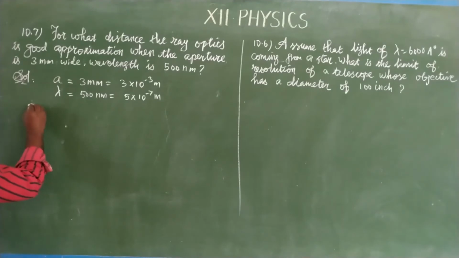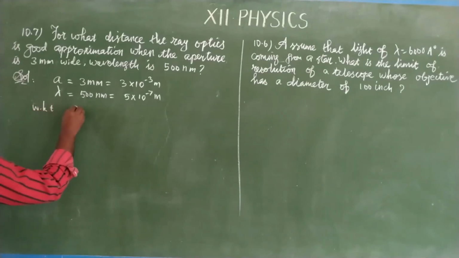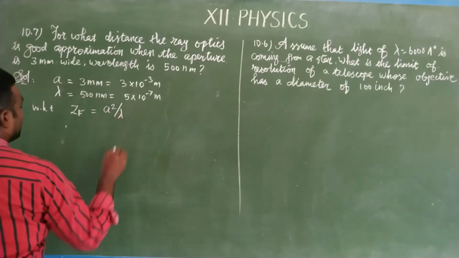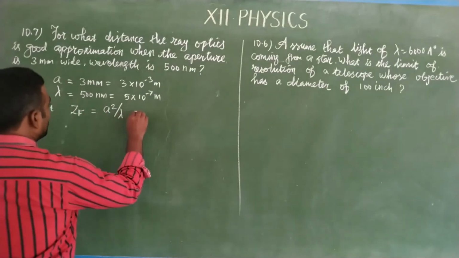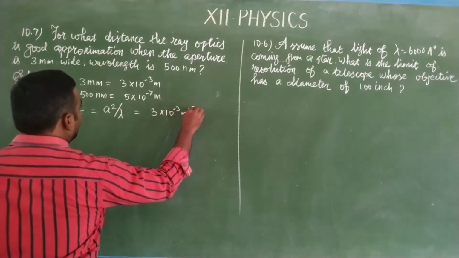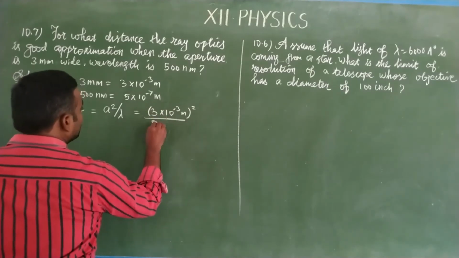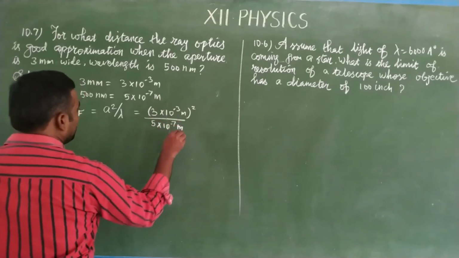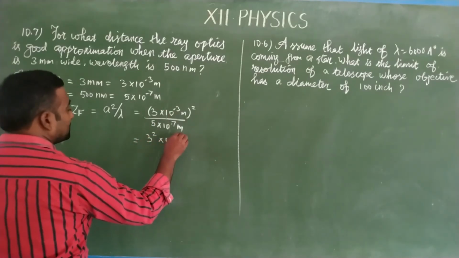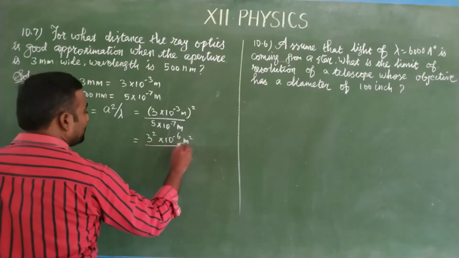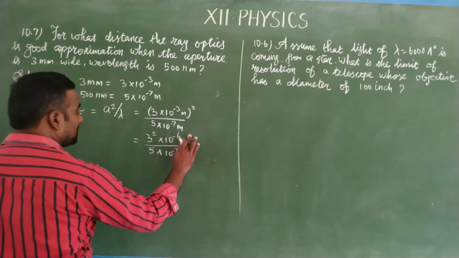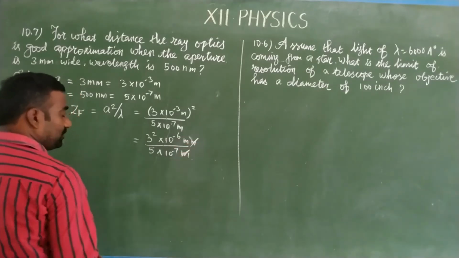So we know the Fresnel distance. What is the Fresnel distance? It is nothing but a square by lambda. Here a is the width, 3 millimeter, so 3 into 10 to the power minus 3 meter, the whole square, divided by the wavelength, 5 into 10 to the power minus 7 meter. Bring the square inside: 3 square into 10 to the power minus 6 meter square, divided by 5 into 10 to the power minus 7 meter. One meter cancels away.